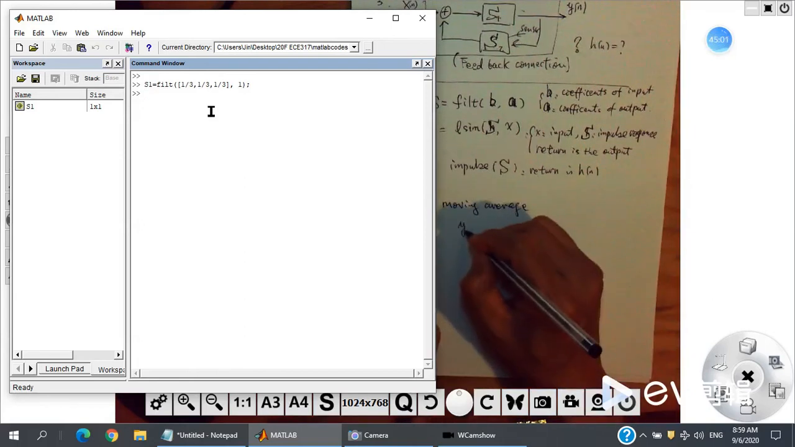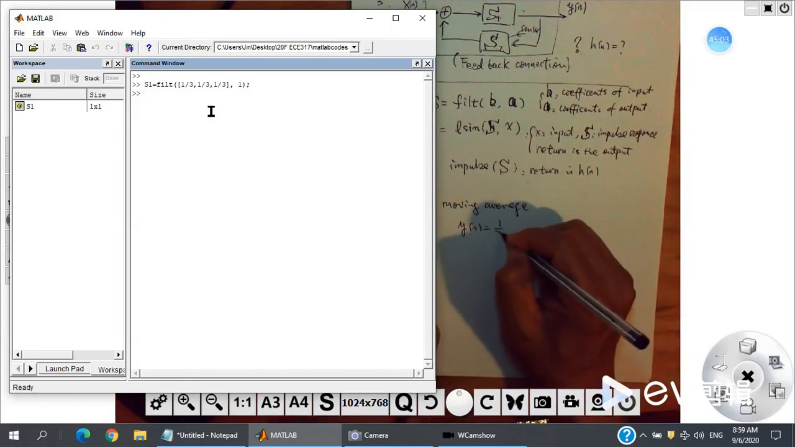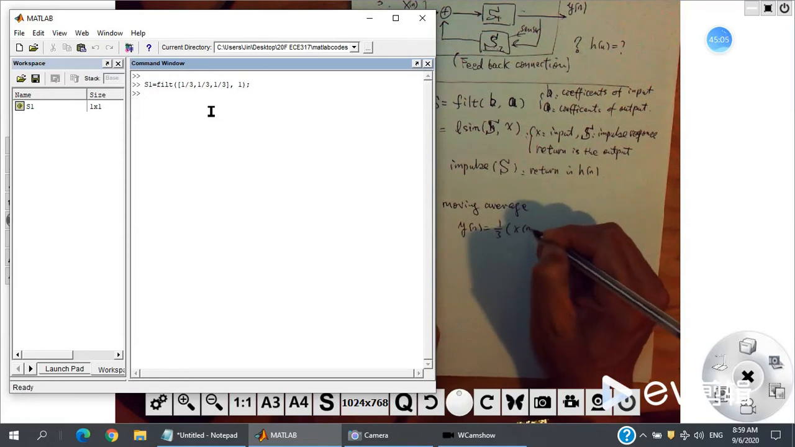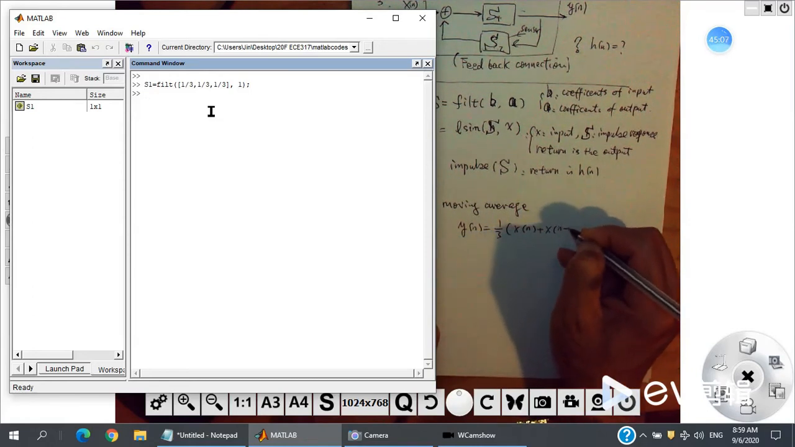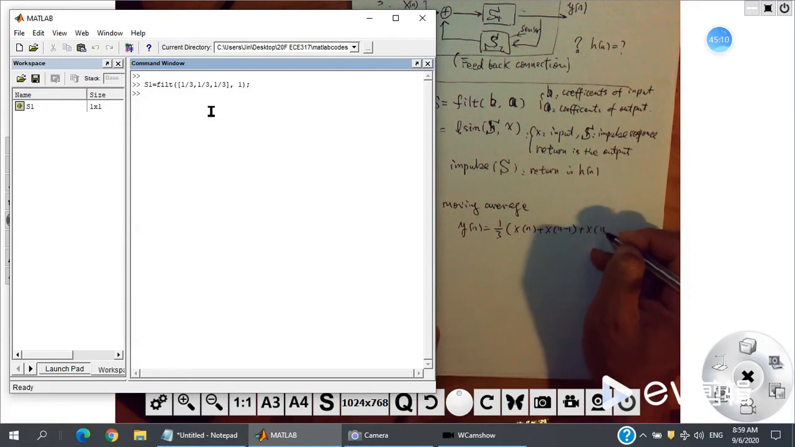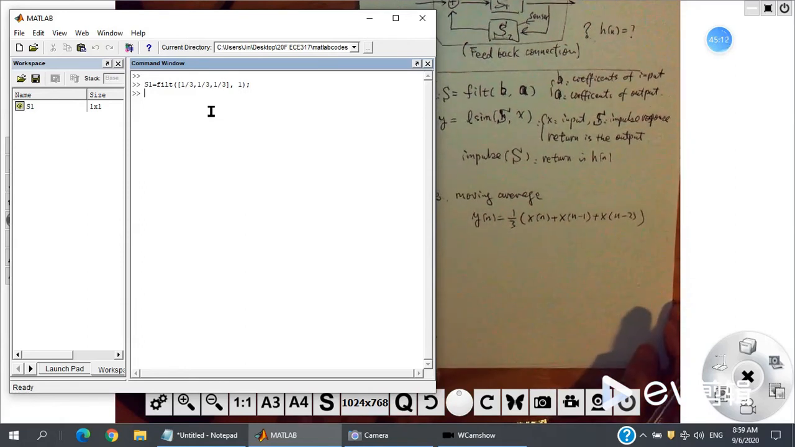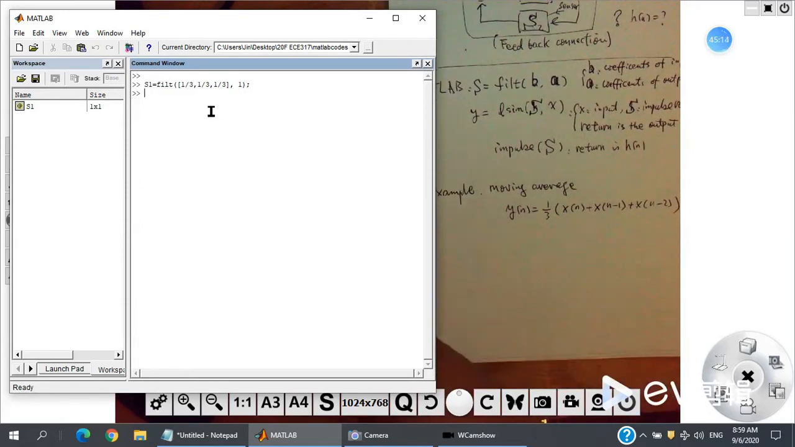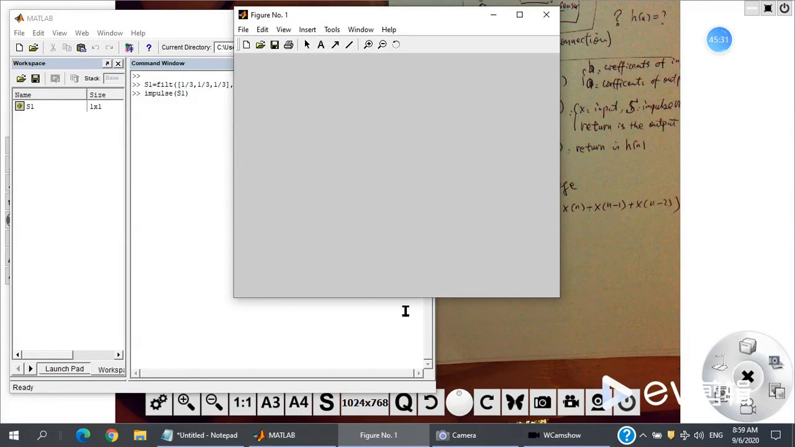y[n] equals 1/3 times x[n] plus x[n-1] plus x[n-2]. Okay, yeah, this one. Now I have the system S1, and we can see what the impulse response of it is. The impulse of this system S1 will give us a graph. MATLAB shows us a graph.